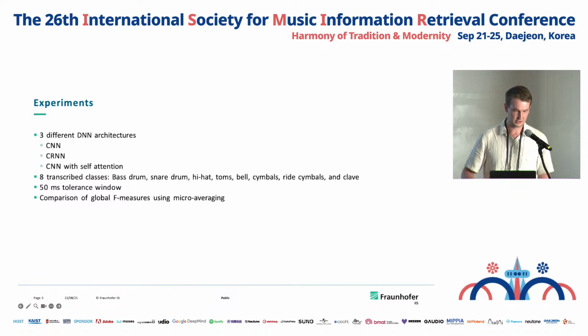We did the experiments for 3 different DNN architectures to show that the results do not only apply for one architecture. We transcribe 8 classes, as you can see here, and in the evaluation we use a 50 millisecond tolerance window, and in the end we compare global F-measures computed using micro-averaging.